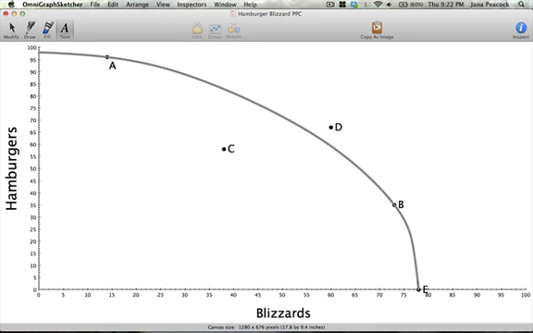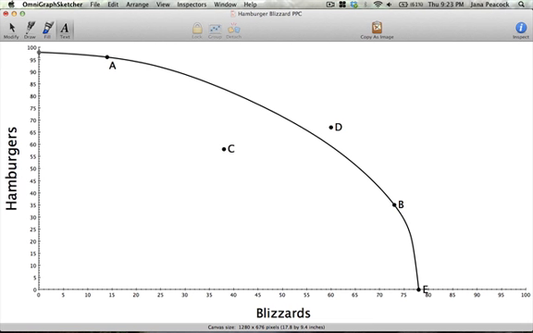So along this line, what a production possibilities curve does is show the different combinations that you can make of two goods. So here, if the DQ did nothing but blizzards all day long, they can make 78 blizzards. And if they did nothing but hamburgers all day long, they could make 98 hamburgers. So that would be the max that they could make. That means that they're not doing anything else. They're not cooking French fries.